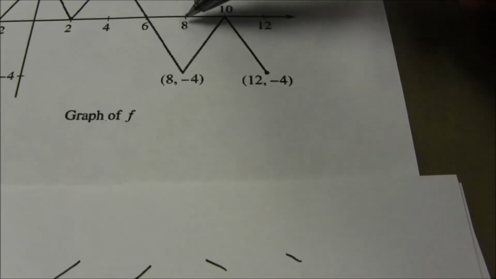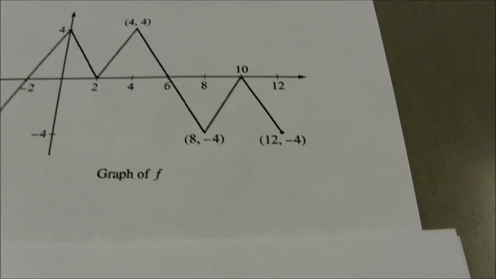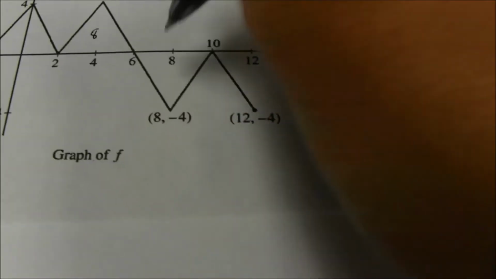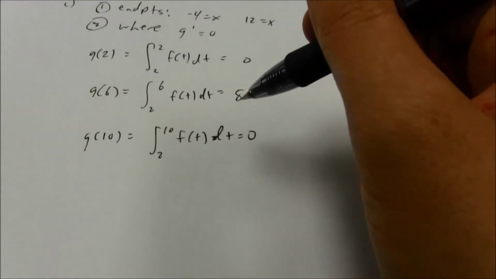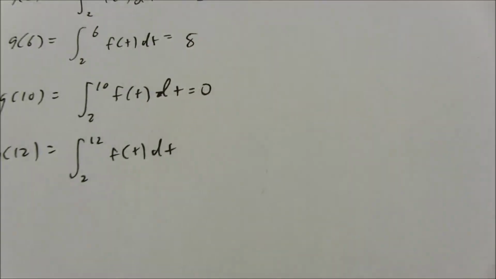Notice that's also a 4 by 4 triangle, which is just going to be a negative 8 area. So we have a positive 8 up here. We have a negative 8 there. And those two are going to offset each other, and that's going to give me a functional value of 0 there. Okay? Then I want to find g of 12. G of 12 is the integral from 2 to 12 of f of t dt.